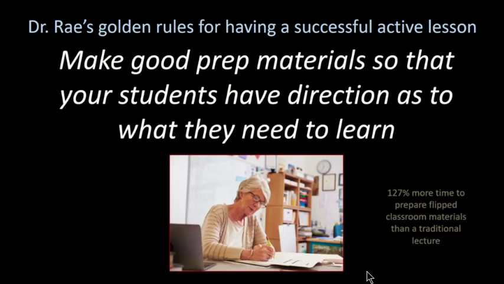And I can't emphasize enough how important it is to make good prep materials for your students and for your faculty. They really need those to have direction on what they need to learn. And in one of the articles I was reading, that I cited at the beginning of this paper, it takes about 127% more time to prepare the flipped classroom materials. And I think that you should be aware that that's going to happen, but you should also think about the increased satisfaction that you're going to have after you finish your learning session.